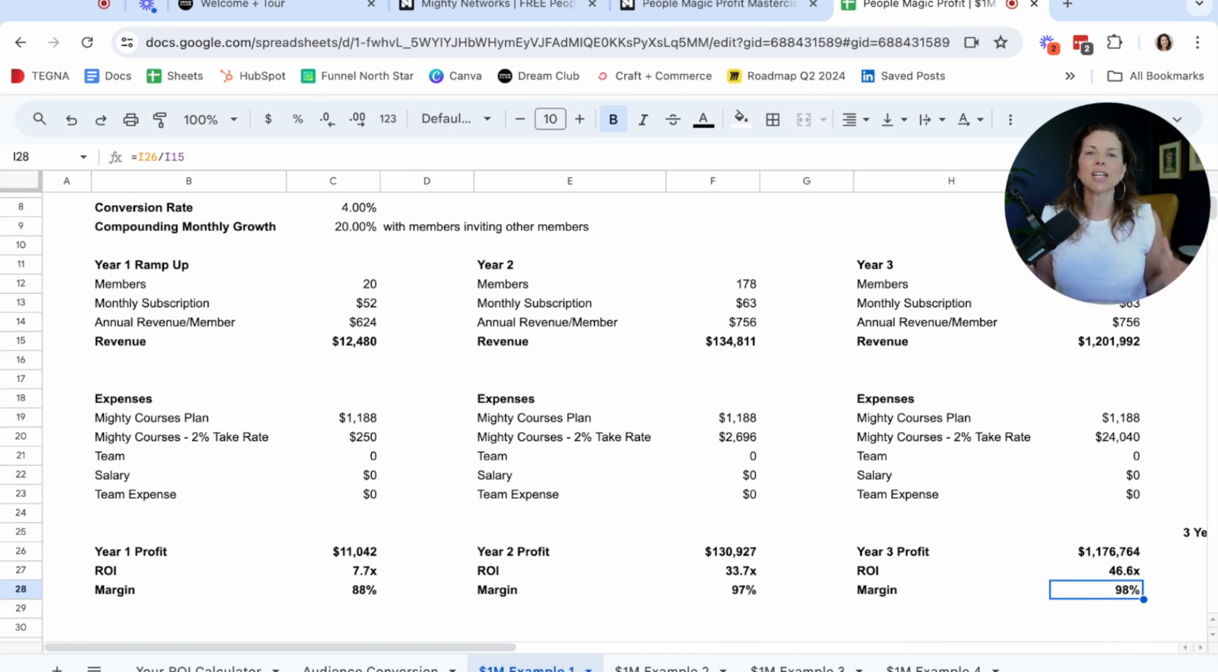So this just gives you in a nutshell the way these businesses are being built, and that you get your own spreadsheet where you can look at this and you can play with the numbers and change things around.